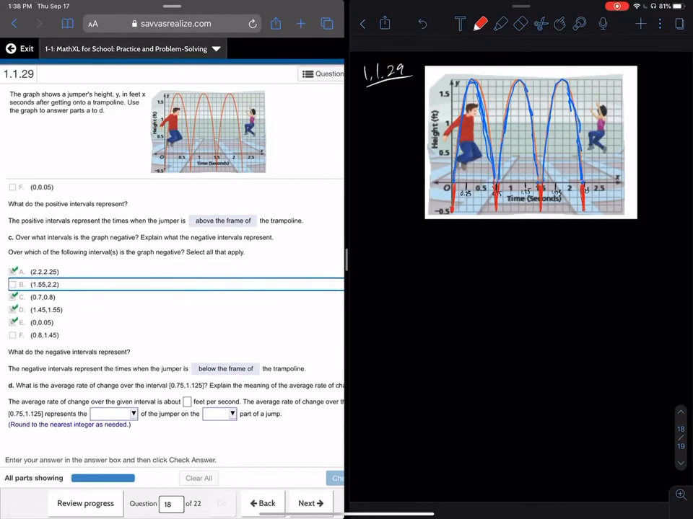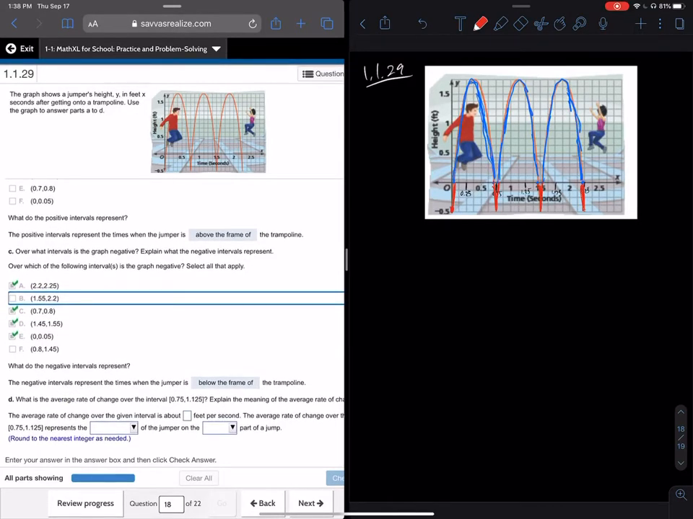And now the final part of it, they're asking you for the average rate of change over the interval 0.75 to 1.125. So 0.75, I'm going to erase some of this so we can see this better. All right, so from 0.75 to 1.125. So 0.75, we're down here. And then to 1.125, we are right here. So along the graph, that's going to go all the way up to here.